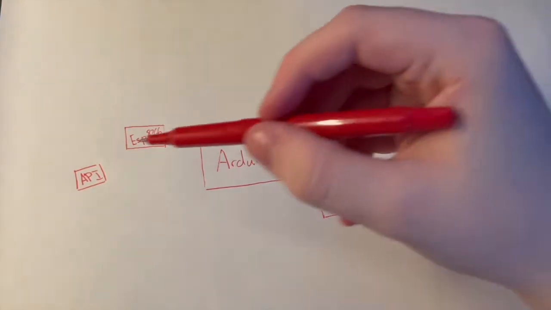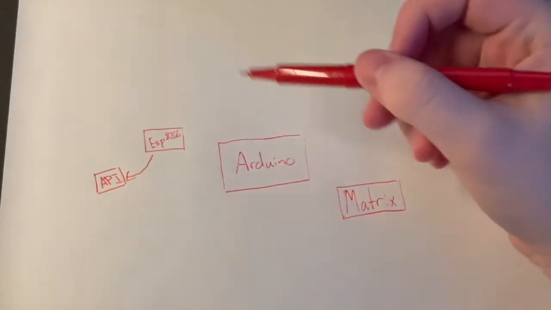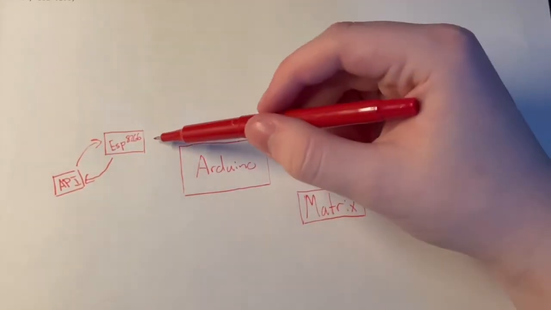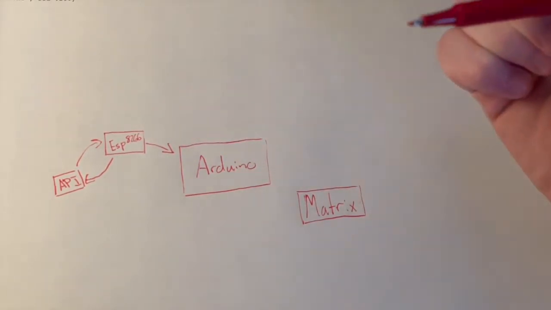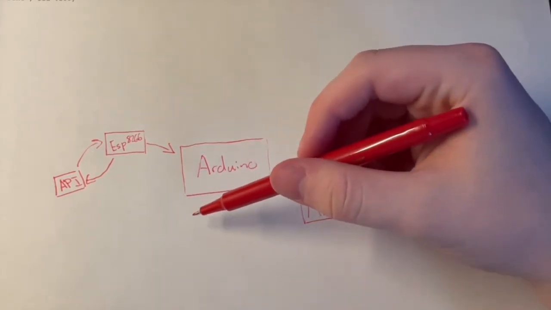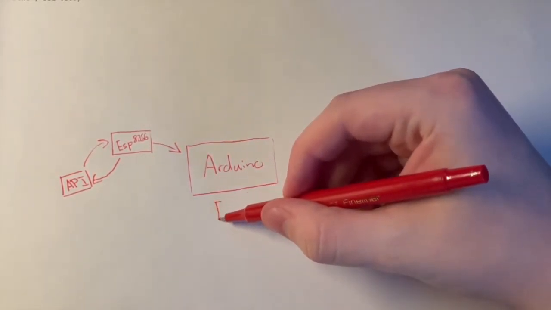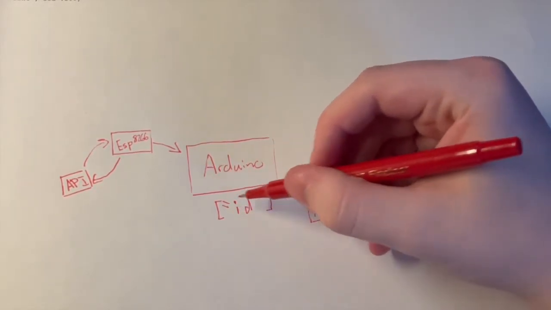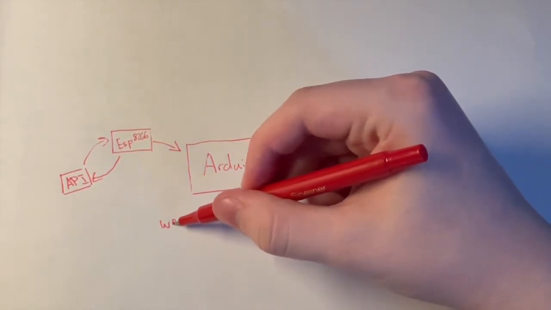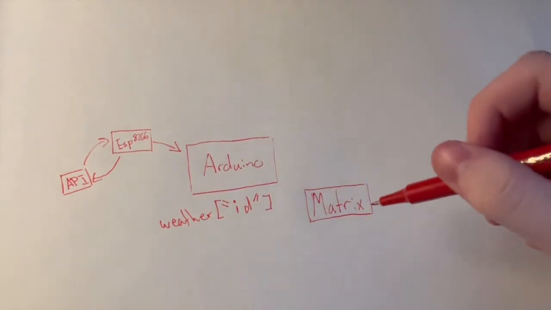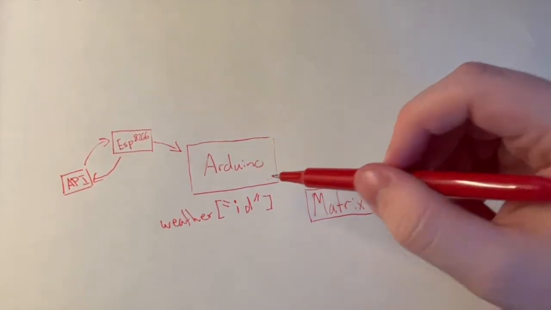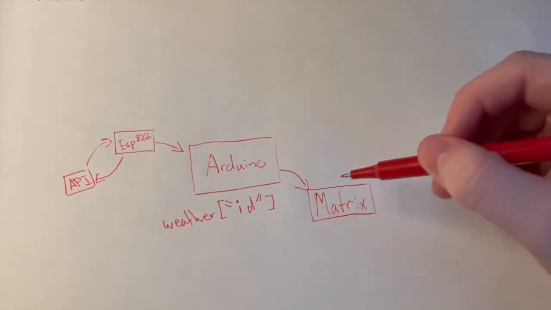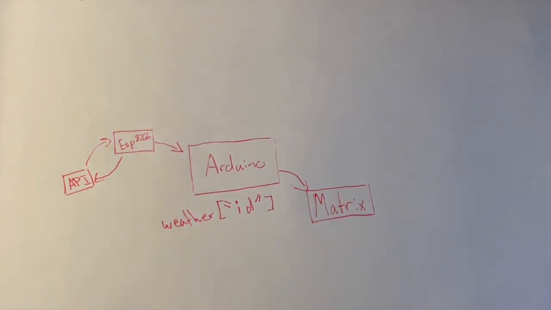So the way this would have worked is the ESP would have read the API and gotten stuff back, so it gets back information, and it sends that information to the Arduino. And once the Arduino reads the information, it can go through it and pick out the main thing that I wanted to display here, which was the ID for the weather. So it would take the weather ID, and then it would say if the weather ID is equal to a certain thing, and it would display what the weather is outside on the matrix.